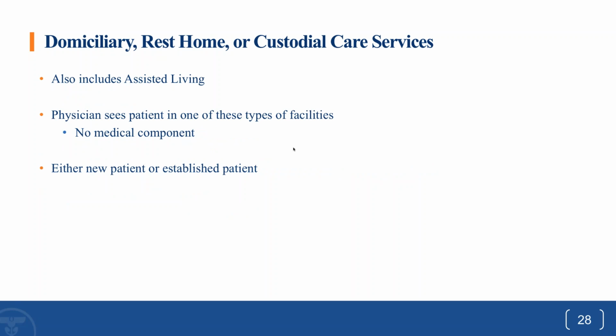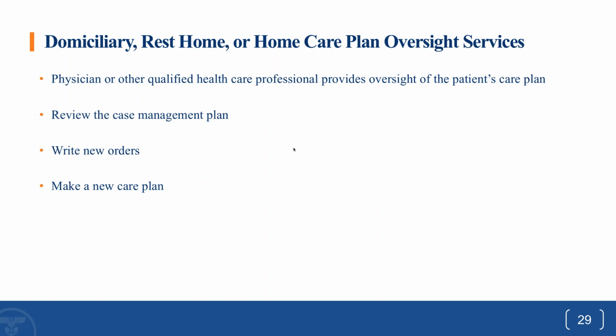Okay. You got rest homes or custodial care, that's on page 28. Those are divided into whether the patient is new or established. But as you can see, each of these codes, as we've gone through the pages, they all have those key components, right?